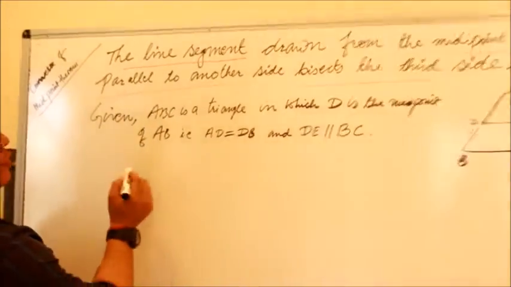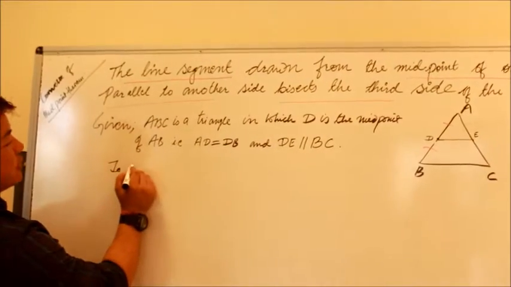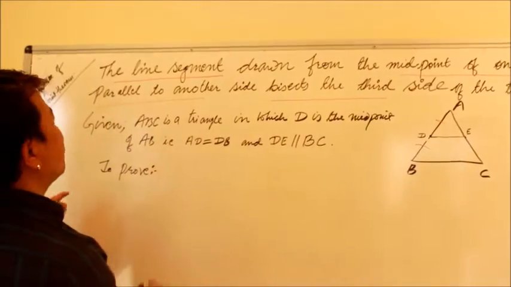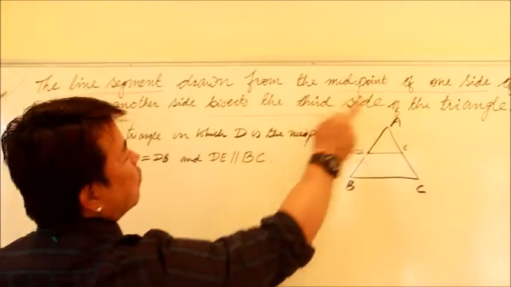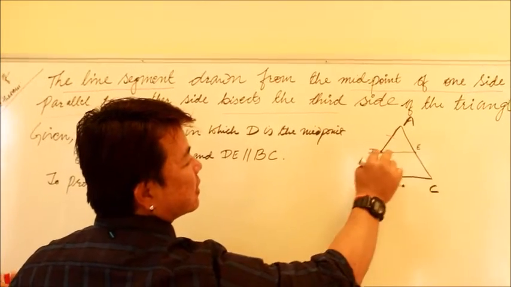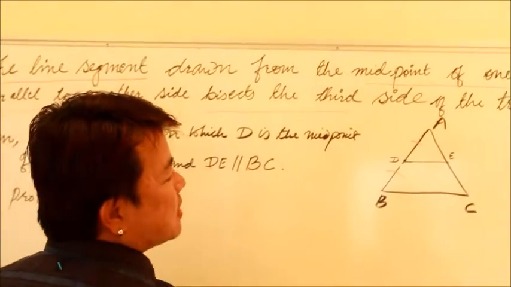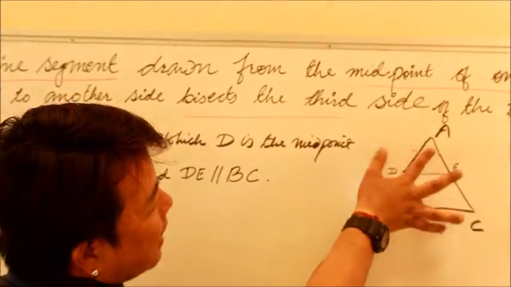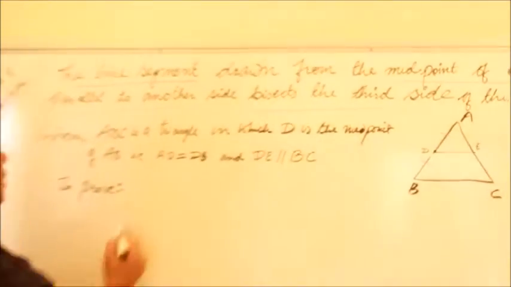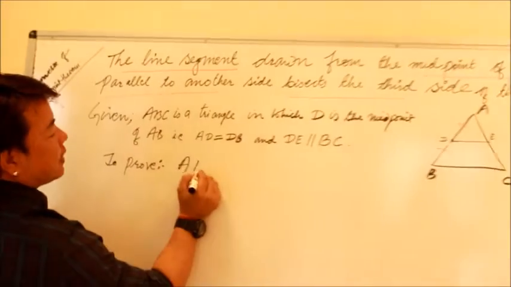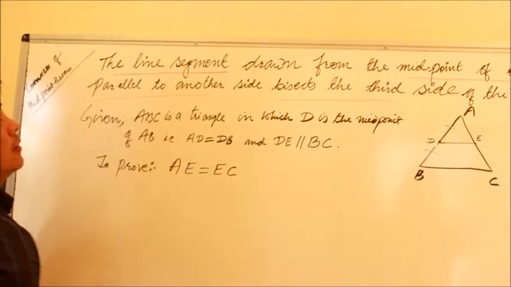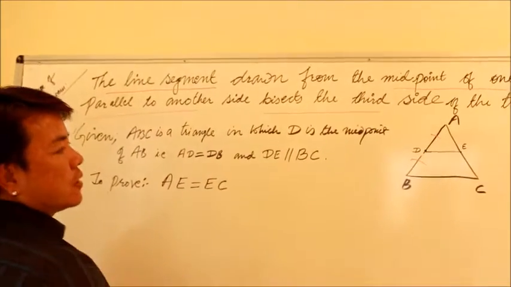So what do we have to prove now? According to the question, bisect the third side. The line segment drawn from the midpoint, this DE, bisects the third side, which means DE divides AC into two equal parts, AE and EC. So we have to prove AE is equal to EC. To prove this, we do some more constructions.